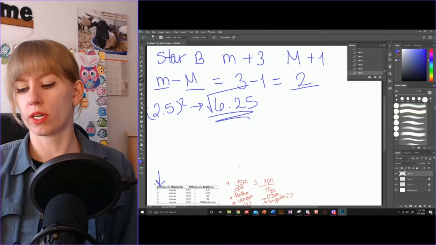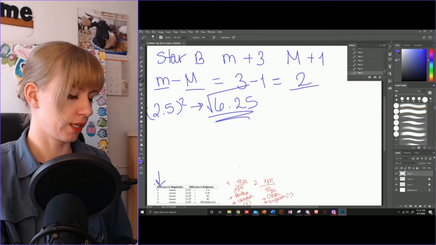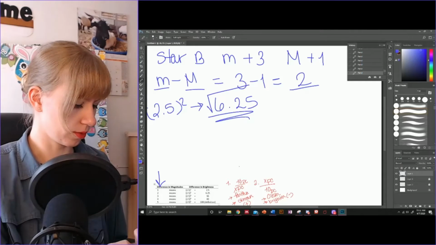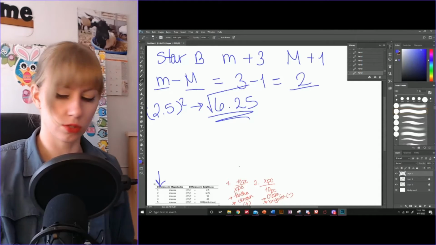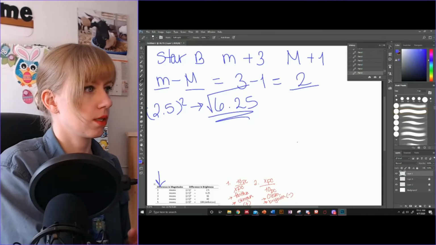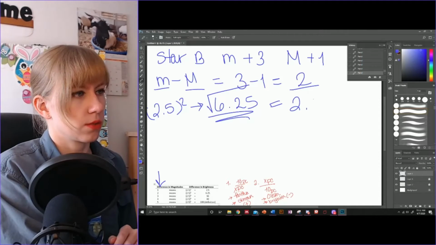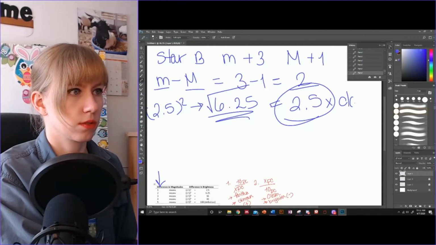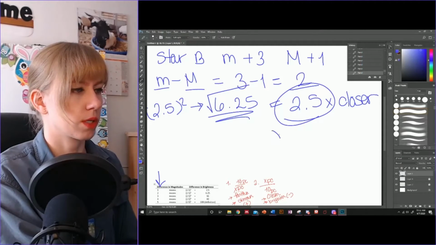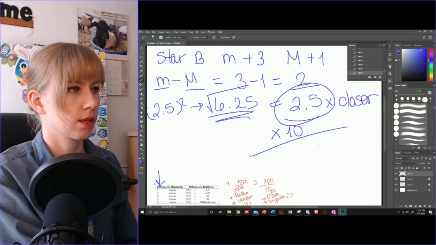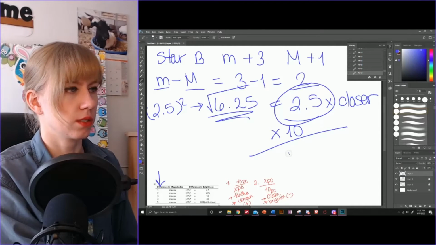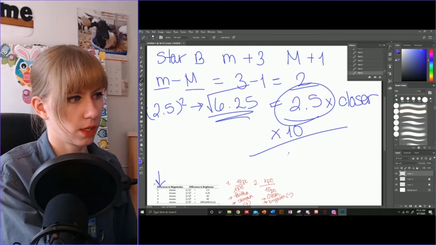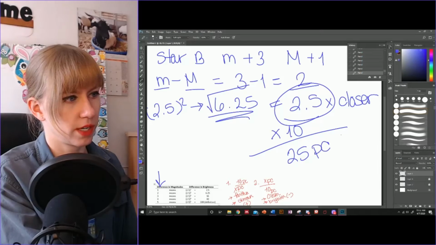Okay, so we're going to take our calculators. We're going to go, okay, what is the square root of 6.25? Let's find out. Oh, look at that. It's 2.5. Okay, so that means we moved 2.5 times closer. Okay, so we're going to multiply it by 10. And that's going to give us 25. Okay, that means our star was at 25 parsecs.